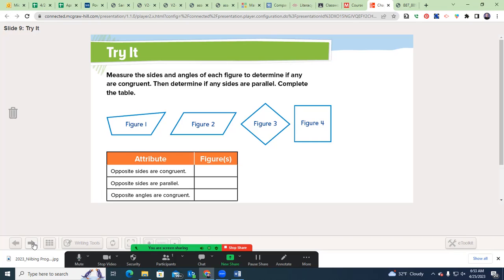And if you want to go ahead and measure, you can tell us in which figures they're congruent by measuring the lengths, measuring the angles, and then you can tell us if it's parallel. Go ahead and pause the video and return when you're ready.